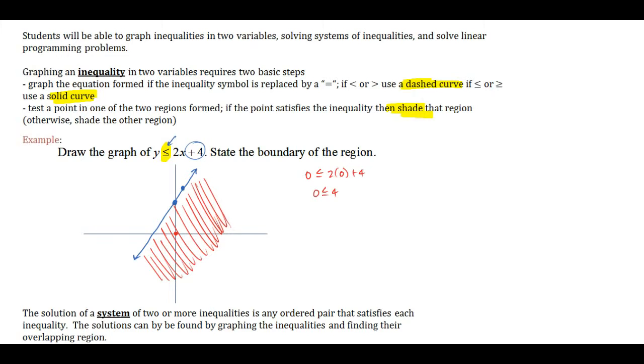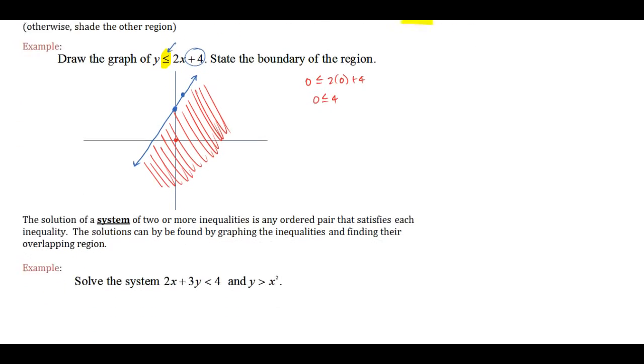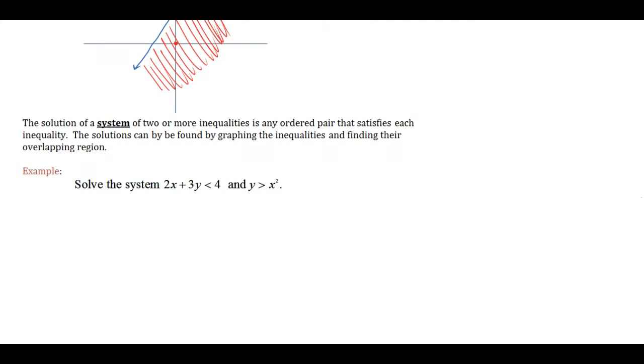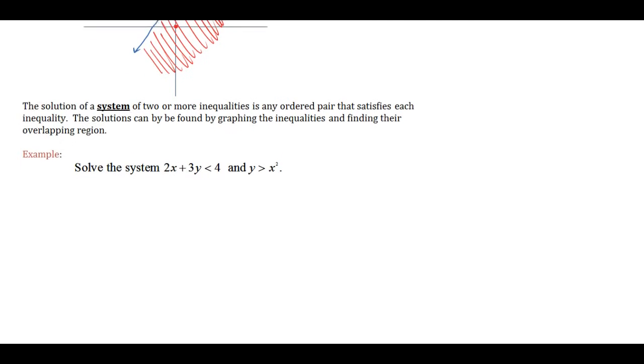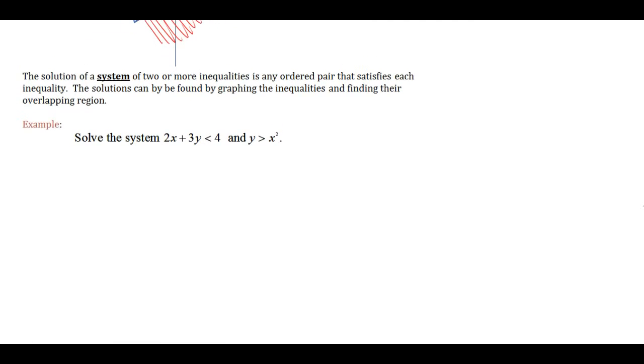Done. All right, well, let's crank it up a little bit. What about if it's a system? So you might have a system of 2 equations. Oh, very scary. Not really. Graph both of them and then tell me the overlapping region that is the solution to this.